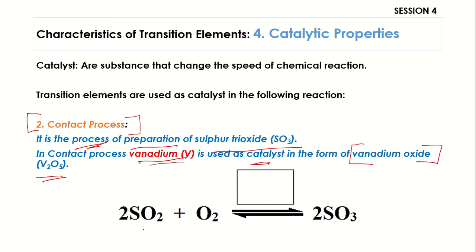This is the chemical equation for the preparation of sulfur trioxide. You simply mix sulfur dioxide with oxygen and sulfur trioxide is formed. So what do you think this box would contain? Yes, it is vanadium oxide.